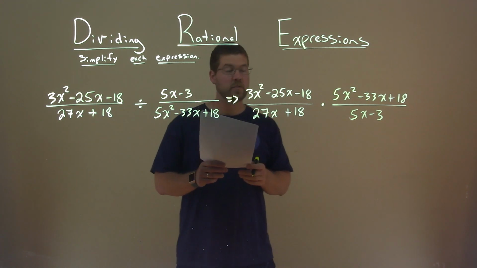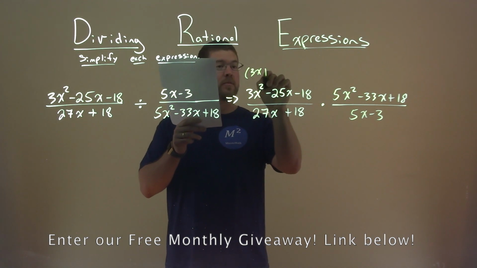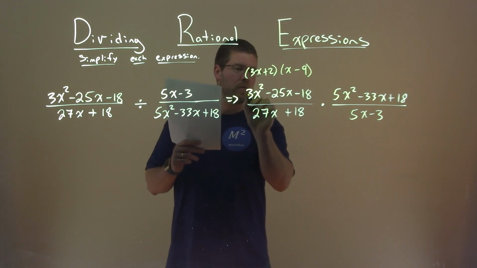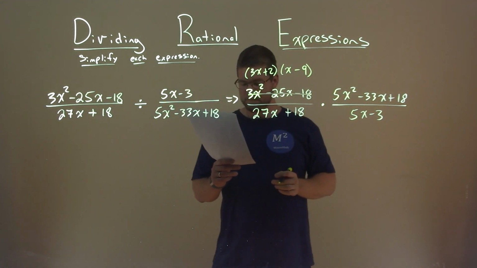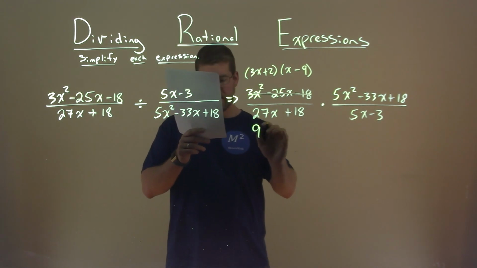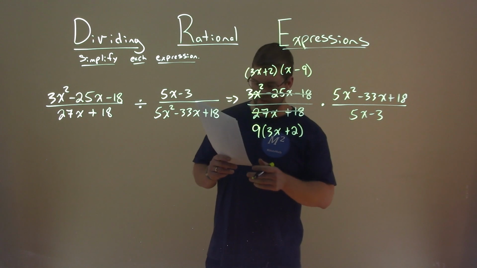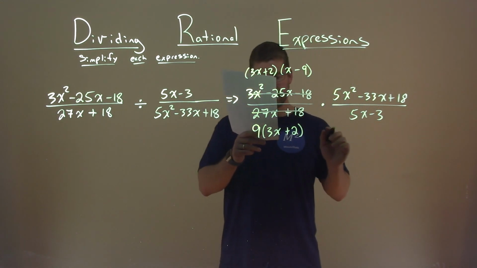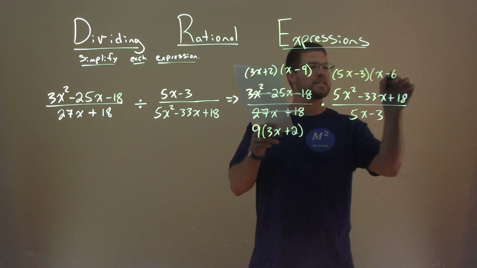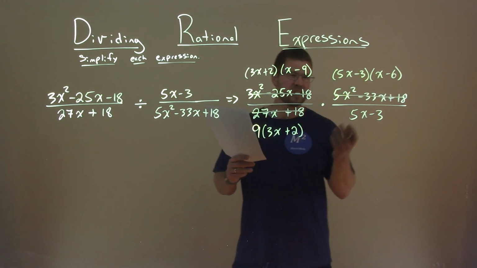So now, let's factor. This first part here factors out to be a 3x plus 2 times x minus 9. So we're going to rewrite that in factored form and cross out the original part. Same thing down here, 27x plus 18. I can pull out a 9, and I'm left with 9 times 3x plus 2, and we're replacing that with our factored form. We're going to factor the numerator here, and that comes out to be a 5x minus 3 times x minus 6, and we're replacing it with its factored form, and 5x minus 3 is already simplified.